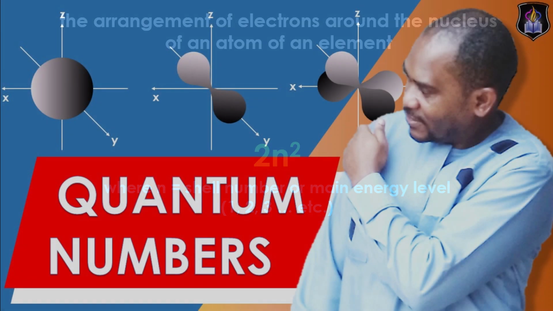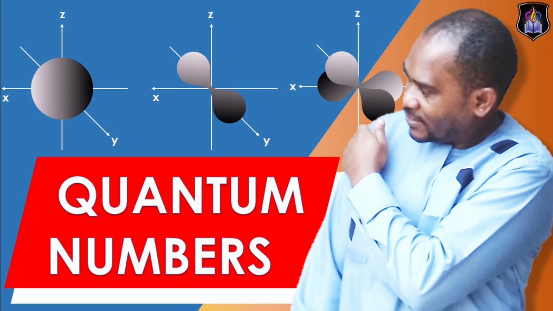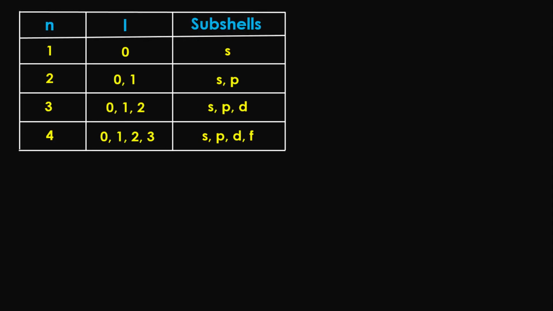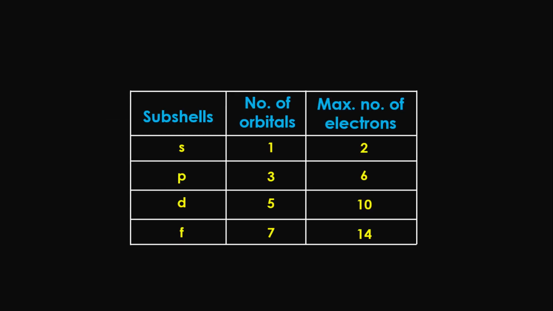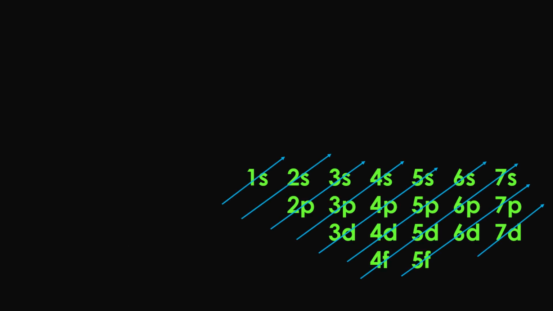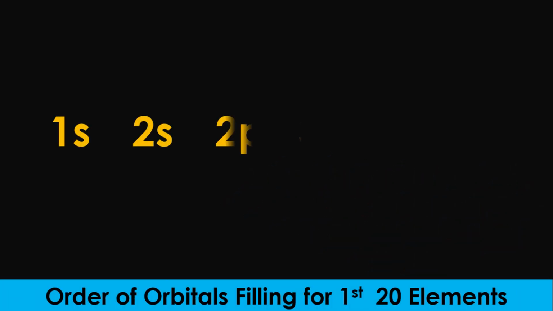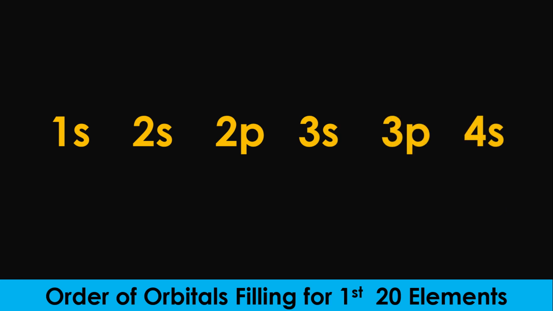In our tutorial on quantum numbers, we learned about the different orbitals present in a particular energy level, the maximum number of electrons that a given orbital can hold, the rules guiding the filling of electrons into orbitals, and the order in which electrons are filled into orbitals. Using this knowledge, we are going to write the electronic configuration of the first 20 elements by following the order 1s, 2s, 2p, 3s, 3p, and 4s, starting with hydrogen.